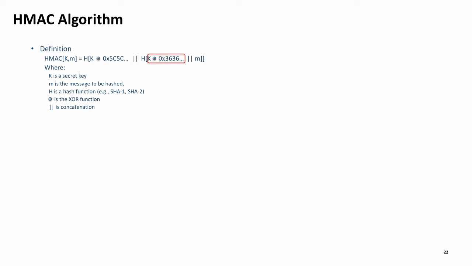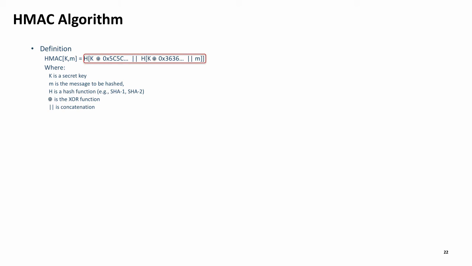Let's start here. This says the key K is XORed with the hexadecimal value 363636 repeating to the block size of the underlying hash algorithm, which is 512 bits for the SHA-256 algorithm. Then, the message M is appended to the XORed key, and the first hash is taken, where the hash, H, is typically SHA-2, but can be SHA-3, SHA-1, or even MD5. Then, the same key K is XORed with hexadecimal 5C, 5C, 5C repeating, and the previous hash is appended, and the final hash is taken.